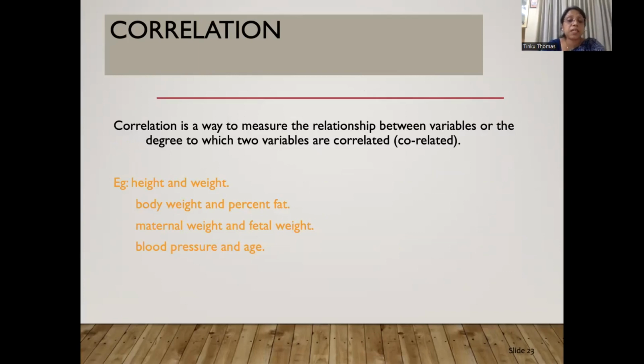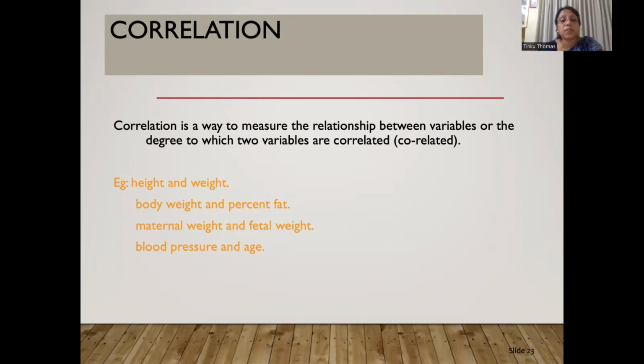So here, essentially, we are talking about one single group of individuals in whom multiple measurements are taken. One group of individuals in whom heights and weights are measured. One group in whom body weight and percent fat are measured. One set of mothers and babies in whom maternal weight and fetal weight are measured. Another set of individuals in whom blood pressure and age are measured. So essentially one group in whom two different things are measured, and we are interested in seeing whether they are related to each other.